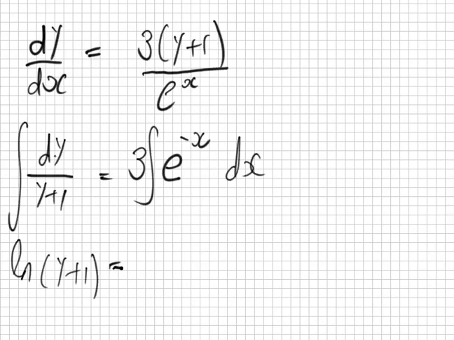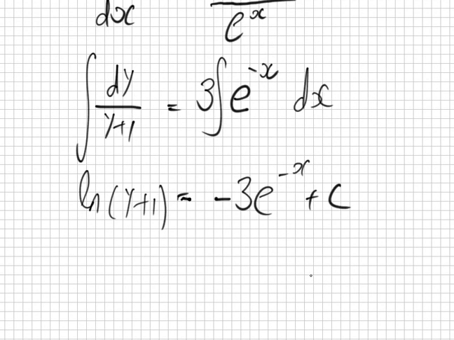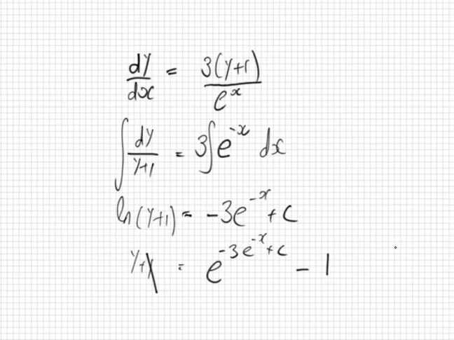Okay, 8 is 4 times 2. I can bring one of the pieces to the other side. I don't have to bring them all. Now, on the right, this is a rule, and it will be in the formula book also. It will be minus 3 e to the minus x plus c. We cancel a log by using an e, so I get y plus 1 equals e to the power of minus 3 e to the minus x plus c, and I can take this 1 to the other side. And that's the answer then.